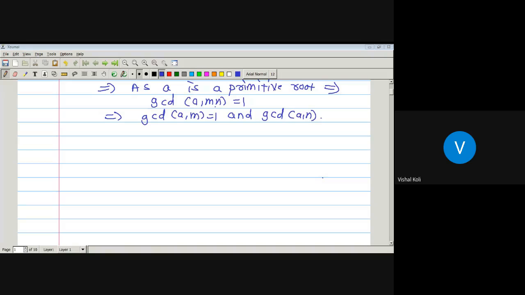आवाज येते ना माझा? Yes, sir. हा, युलर्स थेरम काय होता?